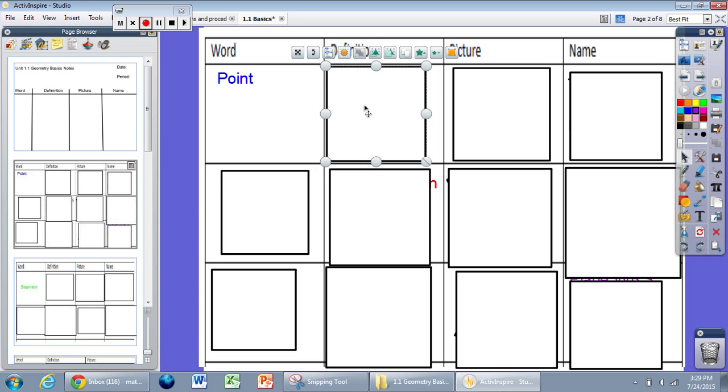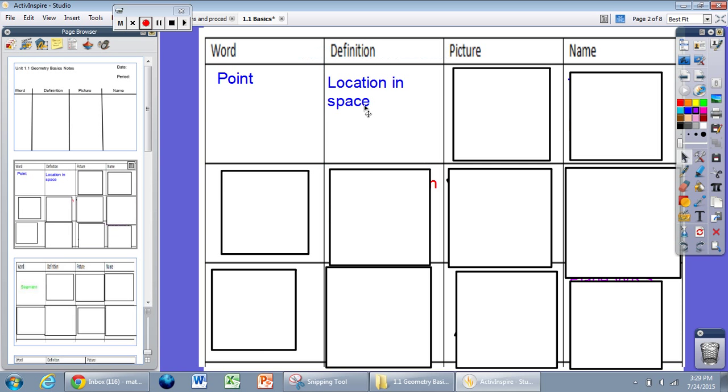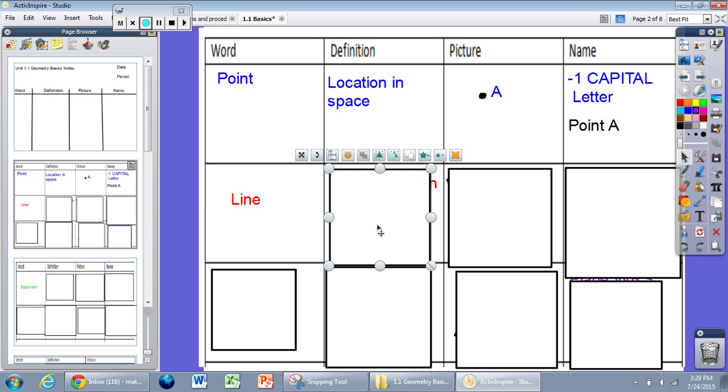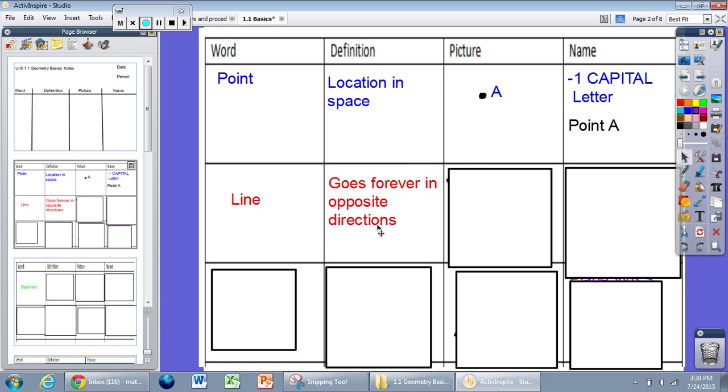Alright, so our first word that we're going to learn the definition for is a point. A point is a location in space. It is represented by a dot, and we name points with a capital letter, okay? We also have lines. Lines go on forever in opposite directions. We use arrows at the end of our line to represent going forever in opposite directions.